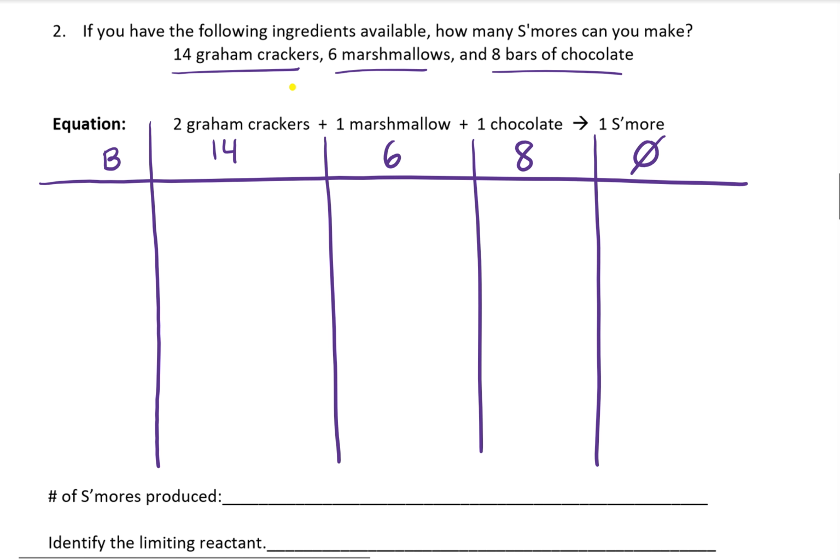The change row. We know that the limiting reactant is the one reactant that is completely used. It's going to end up being 0 at the end. What I'm looking for here is, is it going to be the graham crackers, the marshmallows, or the chocolates? I don't know, because I haven't drawn my picture yet. So how do we go about this without a picture?